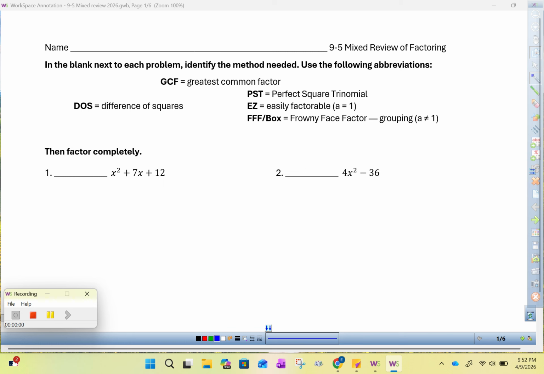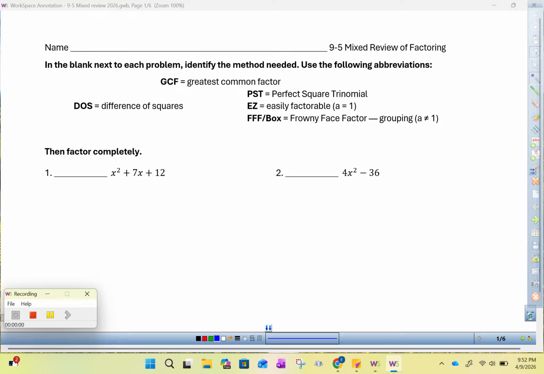Alright, the goal of today is to get better with factoring when they're all mixed together. So I want you to make sure that you have out the factoring flowchart as well as a pencil and a calculator. I'll have you pause the video until you have those things ready.